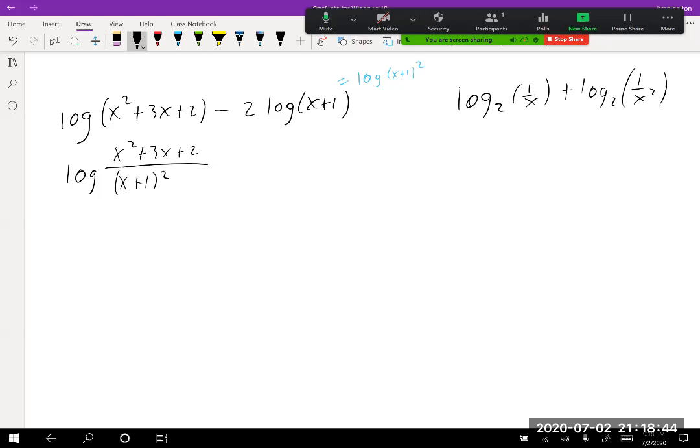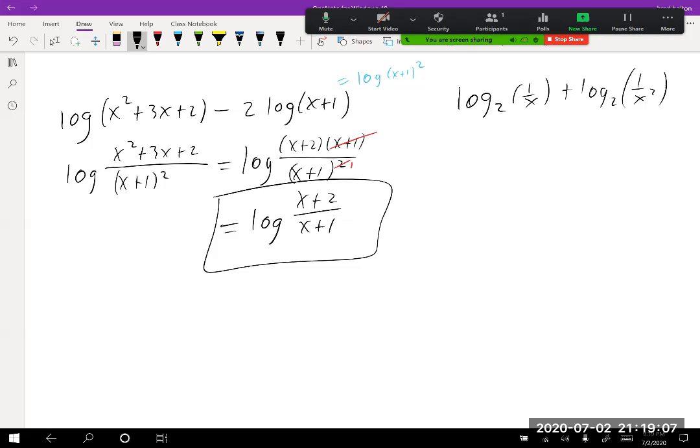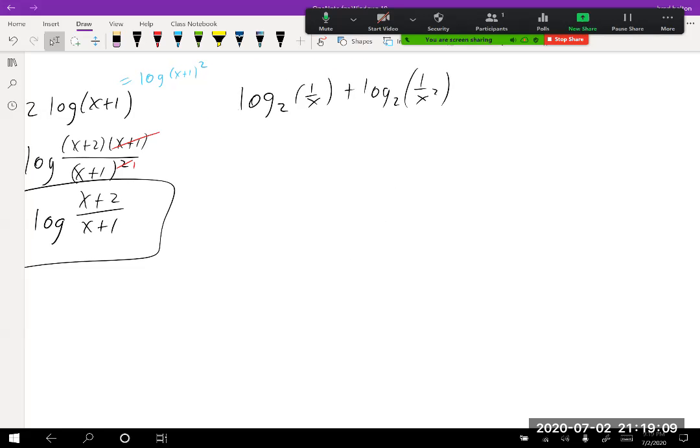But here's the problem. X squared plus 3x plus 2 is factorable. So this is (x plus 2) times (x plus 1) all over (x plus 1) squared. We actually can cancel. So that cancels with that, and that just leaves 1 behind. And now we're left with log base 10 of (x plus 2) over (x plus 1). Nice one. That's a pretty cool one. That one I might try to throw on the test.